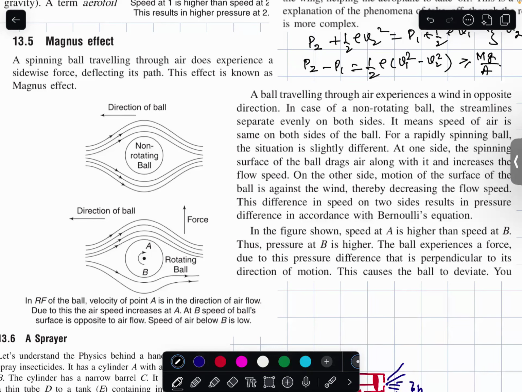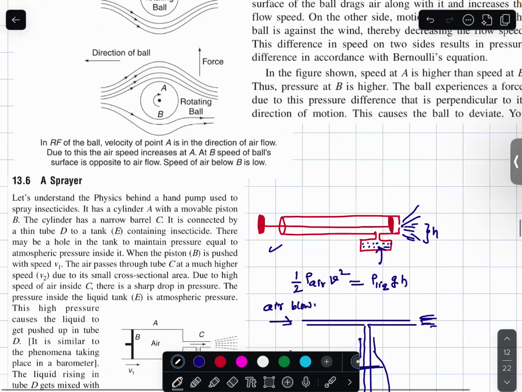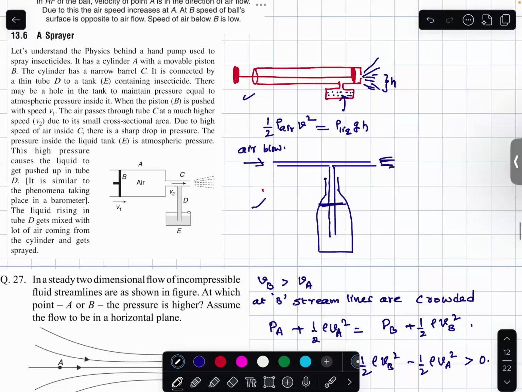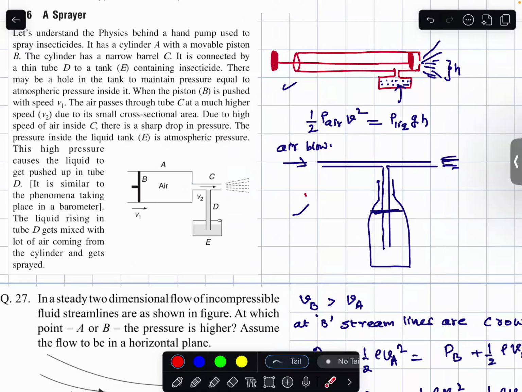Okay? Like that, I already told you the working principle of the sprayer. We are blowing air through this part, air leaves like this, and this creates a low pressure at this point when compared to this point, so the liquid will rise up. Okay? So half rho air V square.